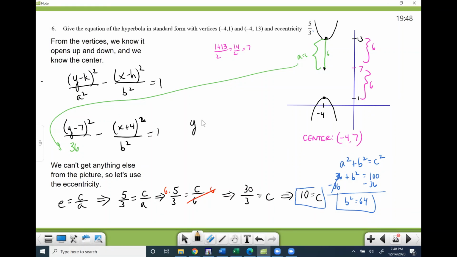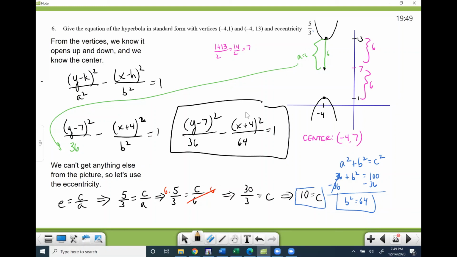Oops, y minus 7 over 36 minus x plus 4 over 64. There it is. So draw what you're given, stare at it, and think, what do I know from that little bit they gave me? And bit by bit, plug it in until you get to the final equation. All right, guys, any questions on that one?